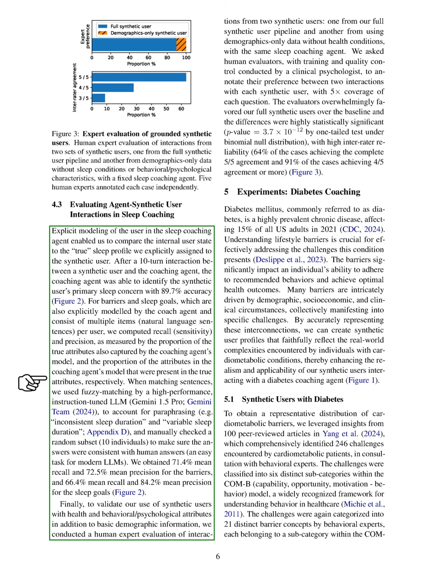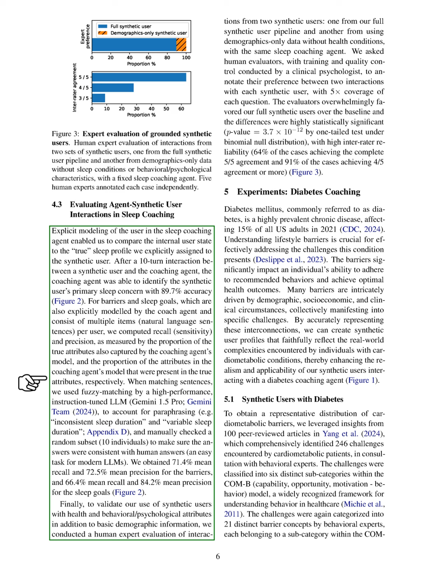To evaluate how well our coaching agent interacts with synthetic users, we explicitly modeled the user's internal state and compared it to a predefined sleep profile. After a 10-turn interaction, the agent identified the user's main sleep concern with an accuracy of 89.7%. For barriers and sleep goals, which we also modeled, we calculated recall and precision.